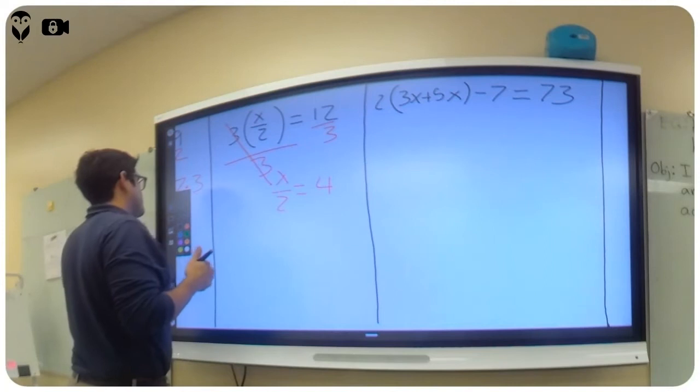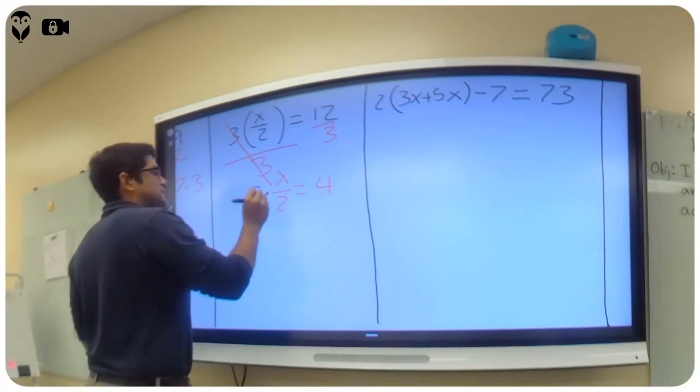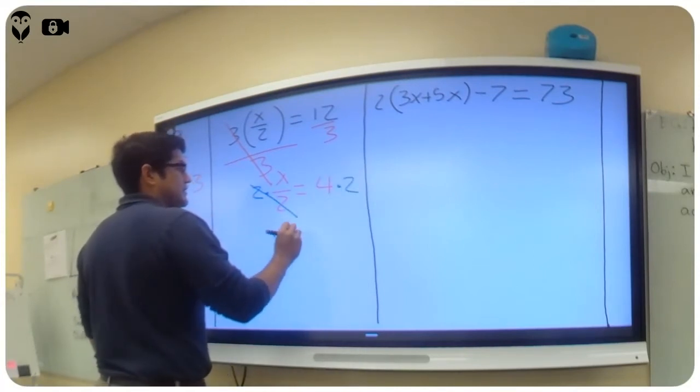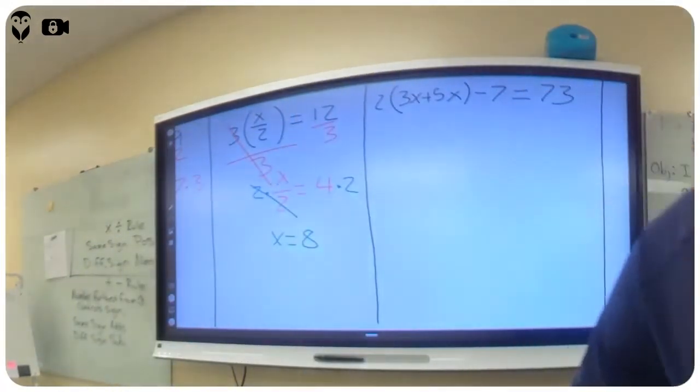Then the next step, I'm going to do in blue. What's the opposite of dividing by 2? Multiply by 2, gone. Multiply by 2. X equals 8. Okay. I'm going to pause.